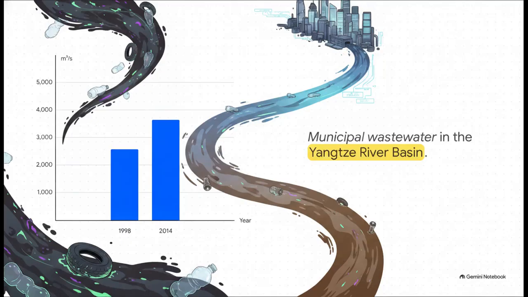And the sheer scale of this anthropogenic impact? It's just staggering. Take the Yangtze River Basin, for example. In just a 16-year window, from 1998 to 2014, municipal wastewater discharge jumped from 2,580 cubic meters per second all the way up to 3,646 cubic meters per second. That is a massive, massive increase in man-made pollution entering one of the world's major waterways, really highlighting the rapidly growing burden of human activity.